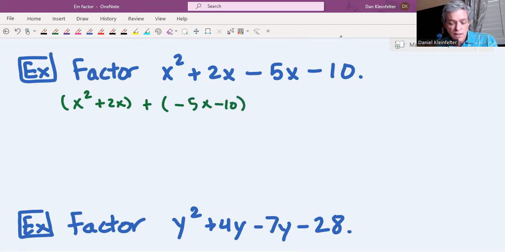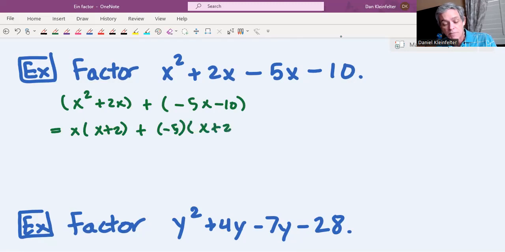For the first two terms, there's an x that is in common. So if I factor the x out, we'll be left with x plus 2. For the second two terms, I'm going to factor out a negative 5. We'll have negative 5, and that will leave us with, again, x plus 2. Once again, no common factors for all four terms, but common factors if we group them. So let's factor out that common factor of x plus 2, and then we'll be left with x plus negative 5, which is the same as x minus 5.